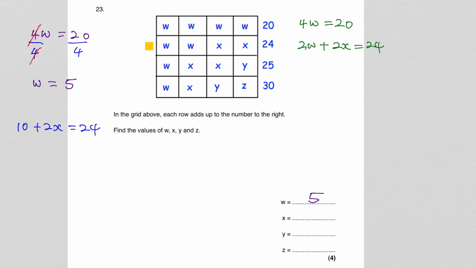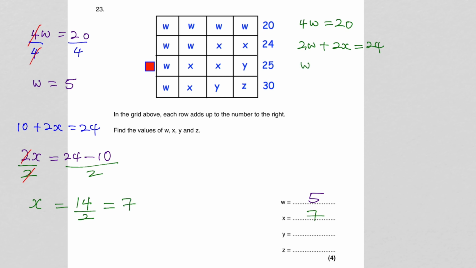So I will get 2x equals 24 minus 10. Therefore, I need to divide both sides by 2. Divided by 2, divided by 2, 2 cancels 2. Therefore, x equals 14 divided by 2 equals 7. So x equals 7. w plus 2x plus y equals 25.